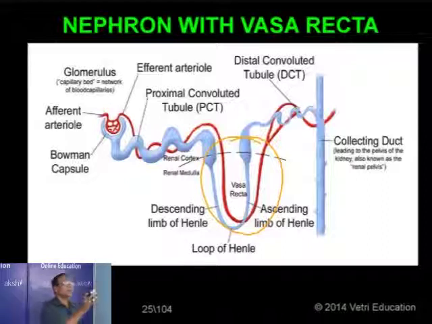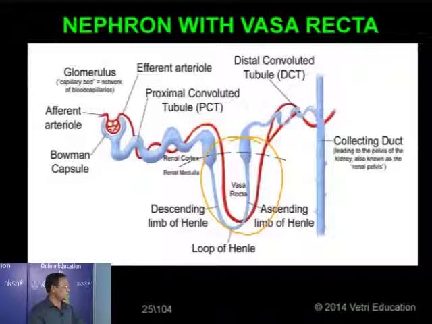So, a more or less parallel, straight tube, a loop-like structure, very thin-walled blood vessels running in parallel with the loop of Henle, are called vasa recta. The same picture, but here I am representing the vasa recta. So we have the glomerulus, what is called the capillary bed, a network of blood capillaries.